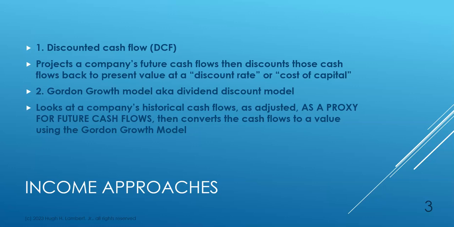The Gordon growth model, or sometimes this is called the dividend discount model, takes a company's historical cash flows, makes adjustments to those cash flows for unique or one-time occurring items, and then says, well, history is a proxy for the future. And then it converts these cash flows to a value using the Gordon growth model. And we'll review that in class. And again, this converts the company's historical cash flows, which are deemed to be a proxy for the future cash flows, into a value.